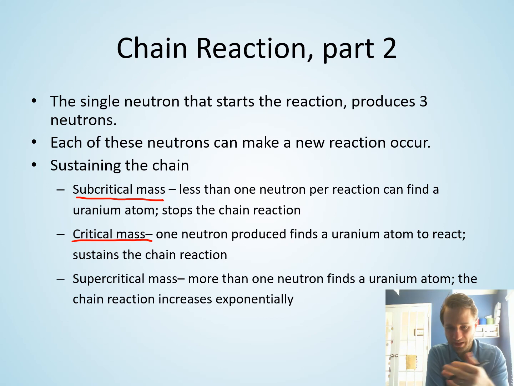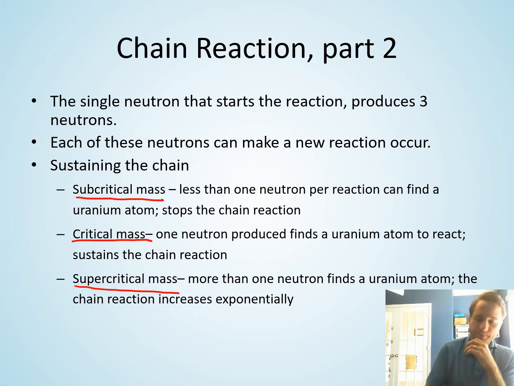And that's your critical mass. That's sort of your stable nuclear reaction, if you will, that's going to just continue to produce energy over a long period of time. And then we get to the supercritical mass, which is what happens in a uranium bomb, a nuclear bomb, where more than 1 neutron finds a uranium atom, and this causes this chain reaction to occur, and this thing increases exponentially, and that's a bad thing.